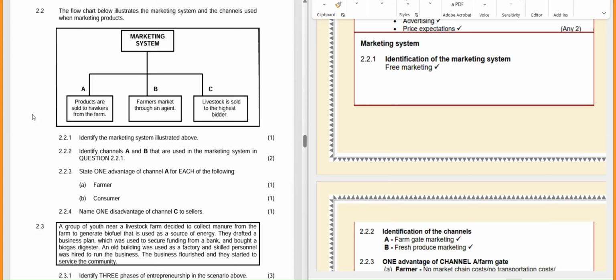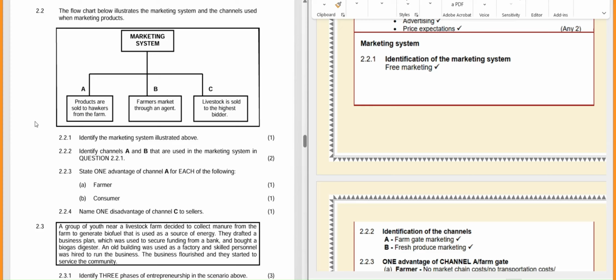So as we can see on this chart, we have a marketing system, and we know that marketing systems are three. We have free marketing system, cooperative marketing system, and controlled marketing system. So we'll be dealing with one of those here. As you can see, this marketing system is divided into branches. Then we have letter A, B, C.